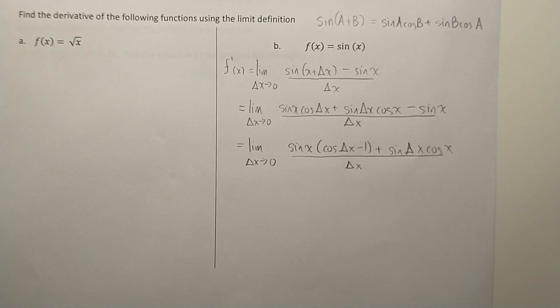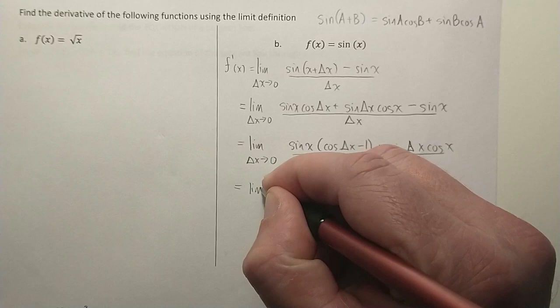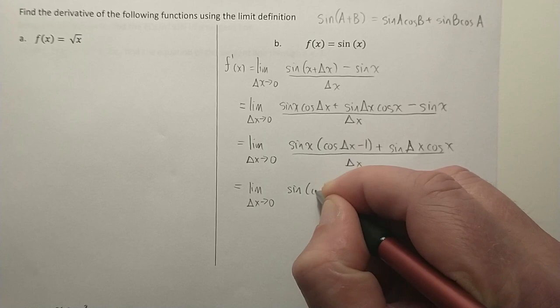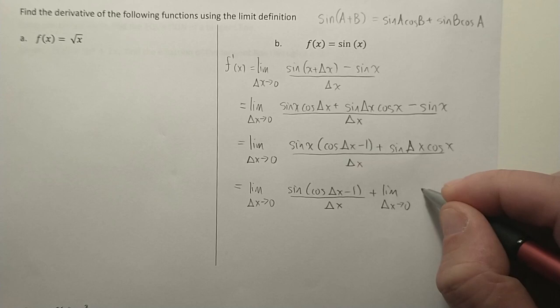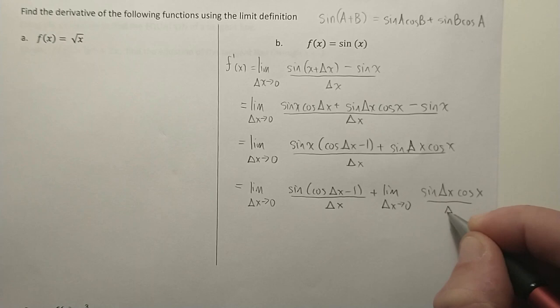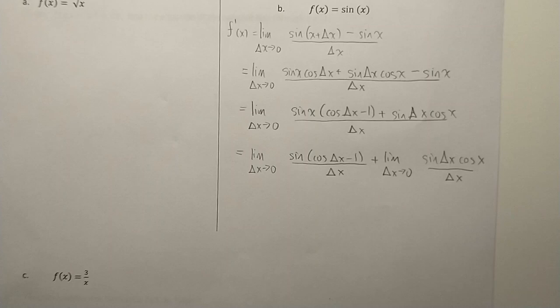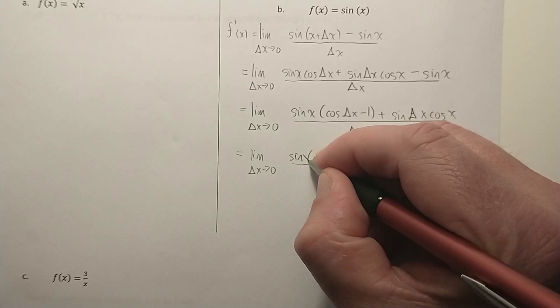Now you have the limit of the sum of two functions. So we can split it into two limits, the limit of the first thing plus the limit of the second thing. All these limit properties are coming in handy. Limit as delta x tends to 0 of sine x times cosine delta x minus 1 over delta x plus the limit as delta x tends to 0 of sine delta x cosine x over delta x. So, keeping in mind that it's delta x that's going to 0 and not x that's going to 0, we take a look here.